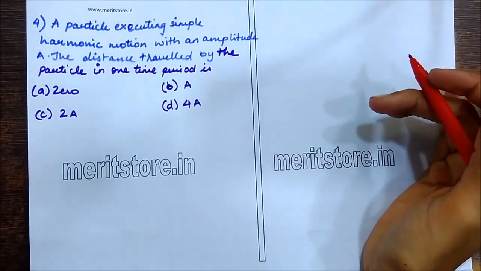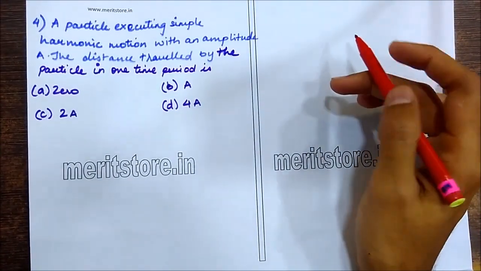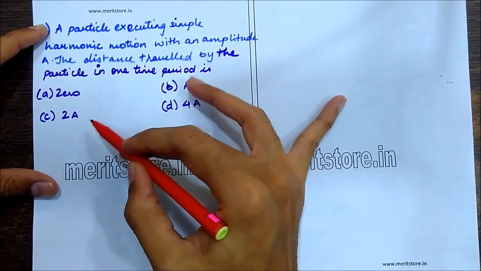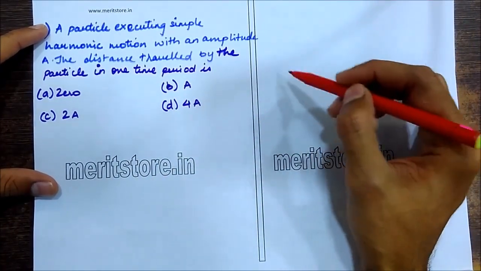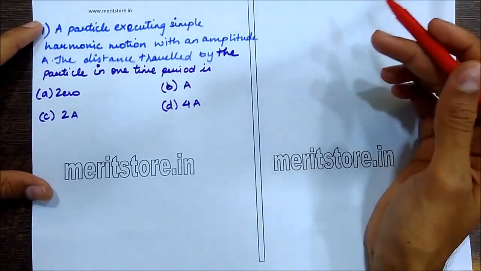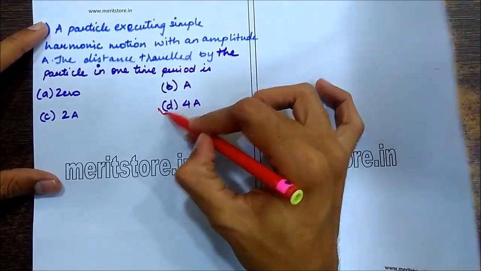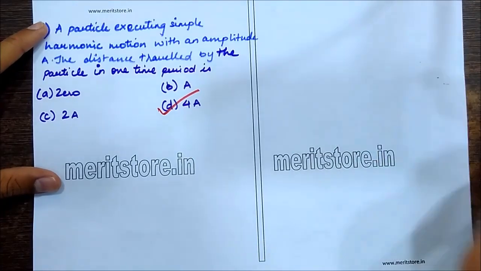Next, a particle executing simple harmonic motion with an amplitude A. The distance traveled by the particle in one time period is 0, A, 2A, or 4A. The particle, while performing simple harmonic motion, covers a distance of 4 times the amplitude. So the correct option is D, it is 4A.